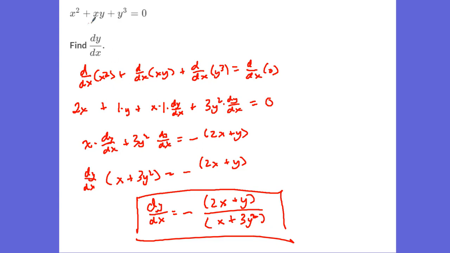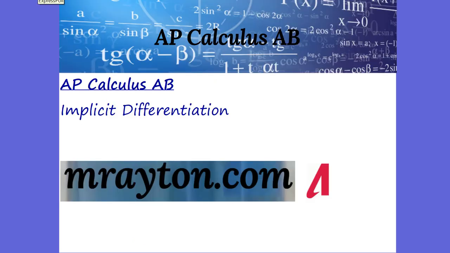Okay, and so if you took a look at a point here, that would work, that's going to give you the slope at that specific point. And so that is called implicit differentiation. We're going to get a lot of practice at this in class.